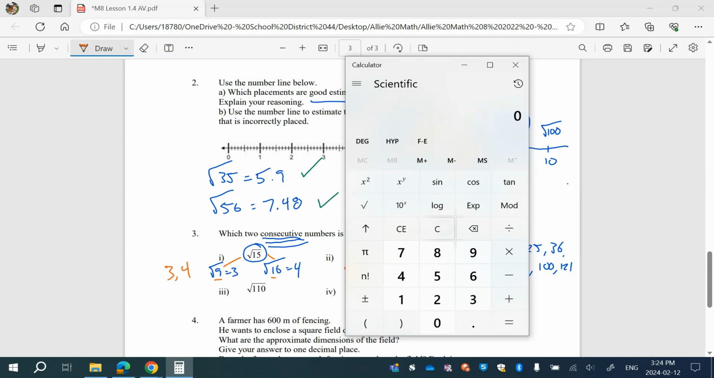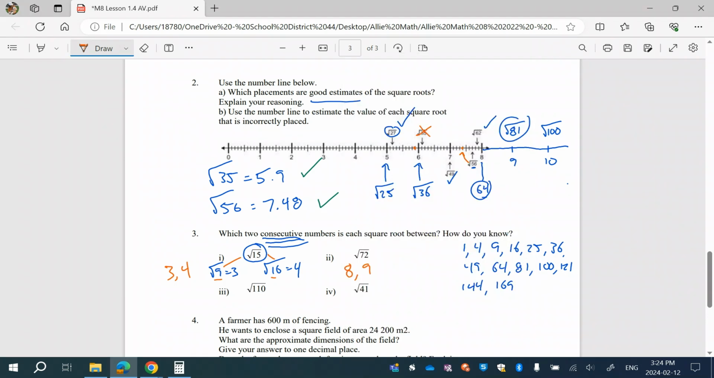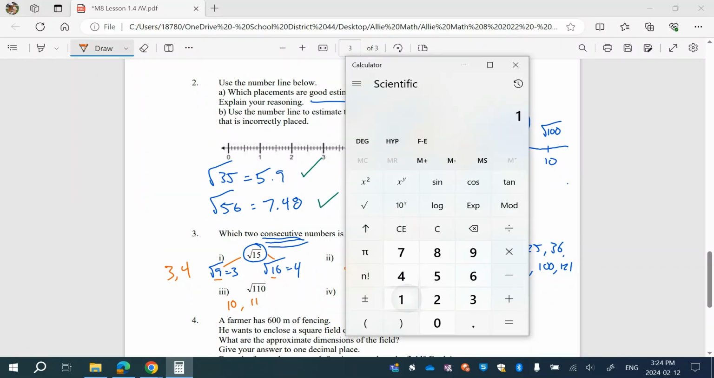You could check this if you'd like. You can go 72 square root, and we should get a number that's between 8 and 9. Okay, there you go, 8.48. Wonderful. What about 110? It looks like it's above 100, but it's below 121. So it's above 10, but before 11. You could check this again if you'd like. Let's put it in our calculator. 110 square root. There you go, 10.48.